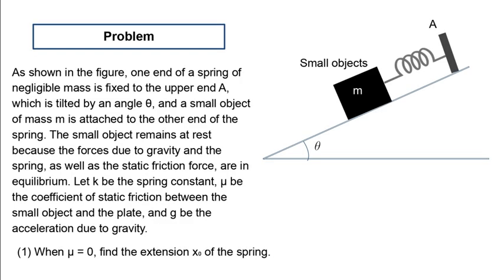As shown in the figure, one end of a spring of negligible mass is fixed to the upper end A, which is tilted by an angle theta, and a small object of mass m is attached to the other end of the spring. The small object remains at rest because the forces due to gravity and the spring, as well as the static friction force, are in equilibrium. Let k be the spring constant, mu be the coefficient of static friction between the small object and the plate, and g be the acceleration due to gravity. 1. When mu equals 0, find the extension x0 of the spring.